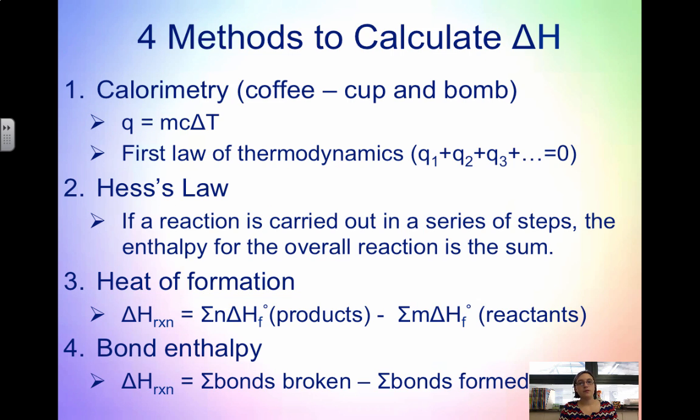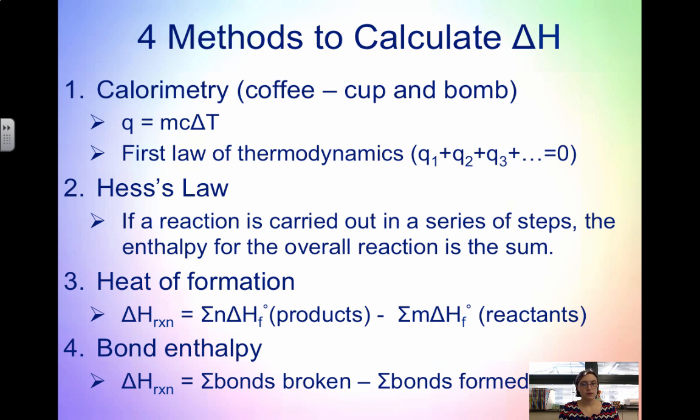So we looked at 4 methods to calculate delta H. We looked at calorimetry, both coffee cup and bomb, which we used Q equals MC delta T, or Q cal equals C cal times delta T, along with the first law of thermodynamics, which was Q1 plus Q2 plus Q3 equals 0. Then we looked at Hess's law. Hess's law said if a reaction is carried out in a series of steps, the overall enthalpy is the sum of each of the steps.